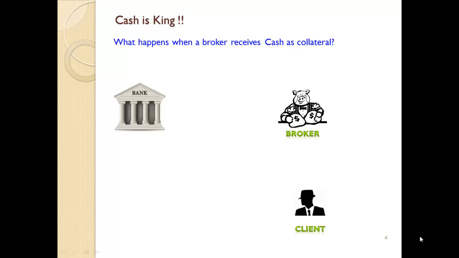Let's first look at what happens when cash is used as collateral. A client enters into a contract with a broker and provides cash as collateral. It could be in dollars, in euros, in sterling, or any major currency that is acceptable as collateral. The broker would then typically invest this cash with an institution that is considered to be safe and liquid. This could be the central bank in that local country.